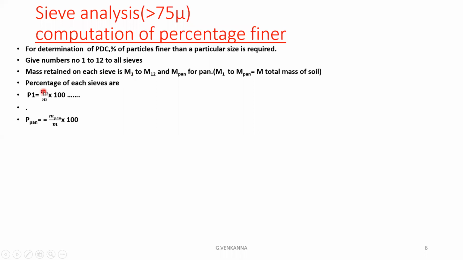So the percentage is calculated as the mass of the soil retained on the particular sieve divided by the total mass of the soil taken at the initial stage, multiplied by 100. In this way, we can get the percentage for all sieves.